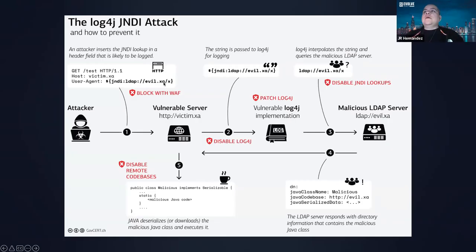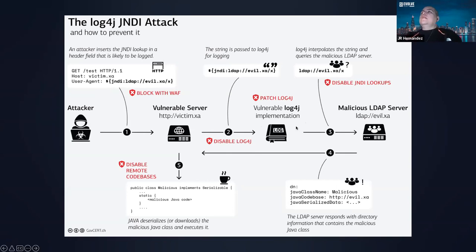So that's interesting, right? Okay, so we send this request, the vulnerable server accepts it, doesn't think anything of it, and it starts logging it, because it's common practice to log user agents on request, right? So that's a very common practice. So it logs it to the vulnerable log4j implementation. The string is passed, as it says here. Log4j then looks at that string and says, hey, here's a lookup. Let me go resolve it and put it in the logs.